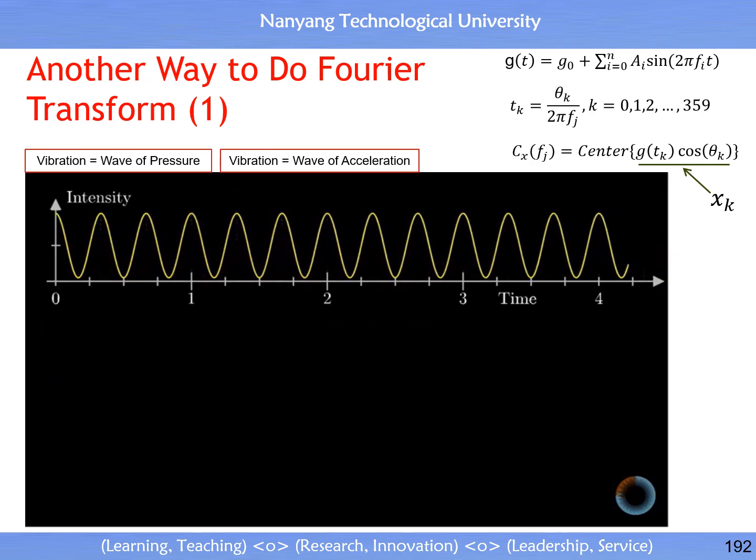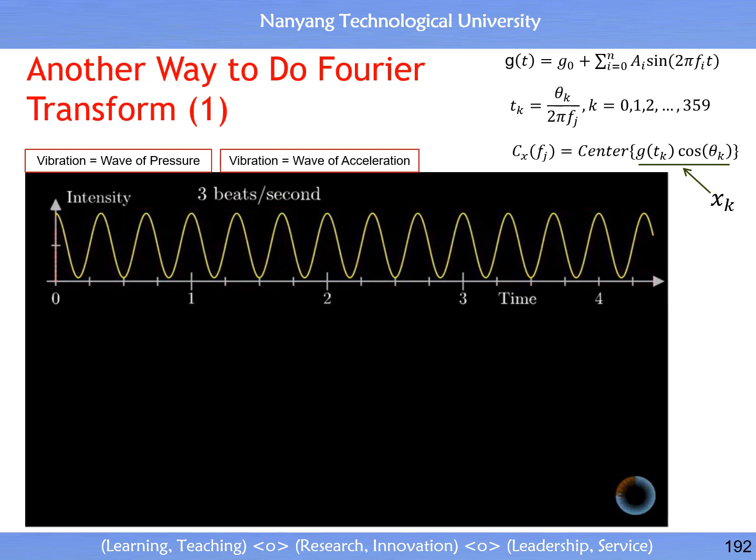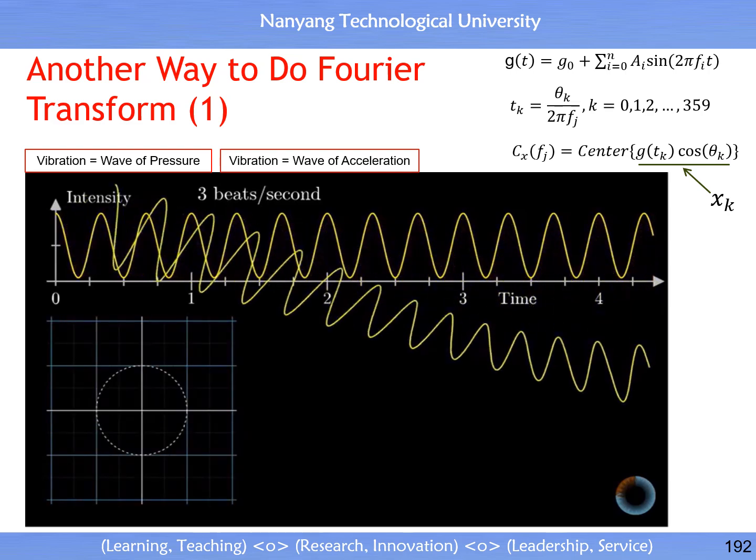To start, consider simply taking a pure signal, say with a lowly 3 beats per second, so that we can plot it easily. And let's limit ourselves to looking at a finite portion of this graph, in this case the portion between 0 seconds and 4.5 seconds. The key idea is going to be to take this graph and sort of wrap it up around a circle.